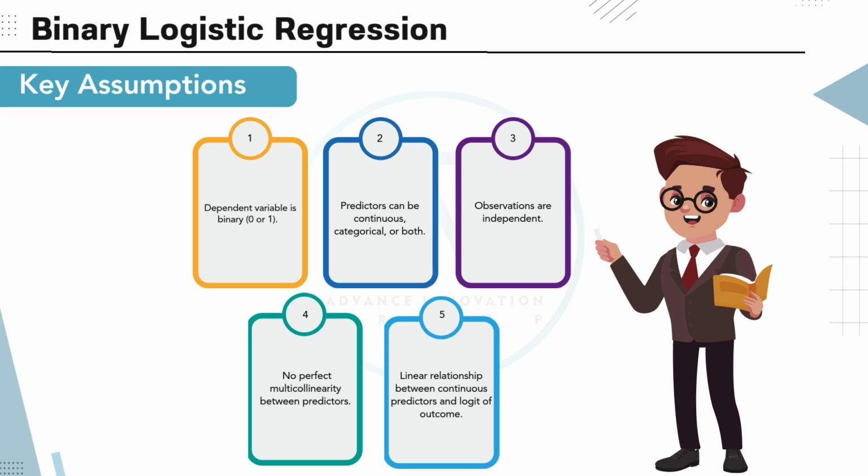Assumption 2. Predictors can be continuous, categorical, or both. One of the strengths of logistic regression is its flexibility. Your input variables, or predictors, can be numeric, like age, tenure, categorical, like department, shift, or even a mix of both.